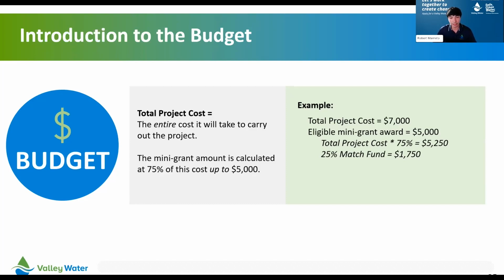Additionally, for our mini grants, as mentioned in the first half of the presentation, we do require that 25% match fund. And this comes from your in-kind and monetary contributions. And that is 25% of the total project cost. So 25% of $7,000 in this example gives you $1,750. And we'll talk more about that in the next few slides.